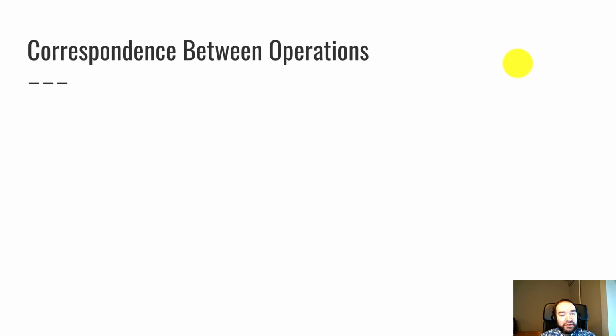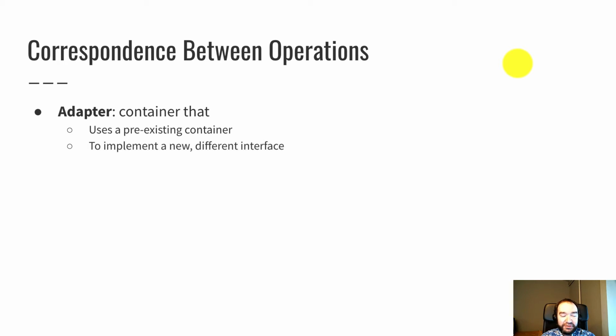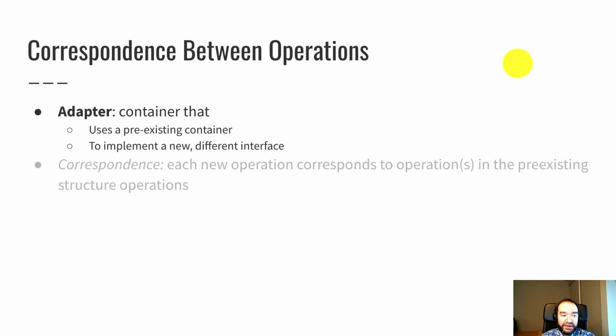In order to make one of these reuse or reduction adapters work, you have to work out the correspondence between the operations that you're trying to implement, the new ones, and the operations that you already have in the code or data structure that you're reusing. Remember, an adapter is a container that uses a pre-existing container to implement a new different interface. So there's two interfaces going on. There's the old pre-existing one that has already been created, and then there's the new one that you're trying to implement. We're going to call this a correspondence.